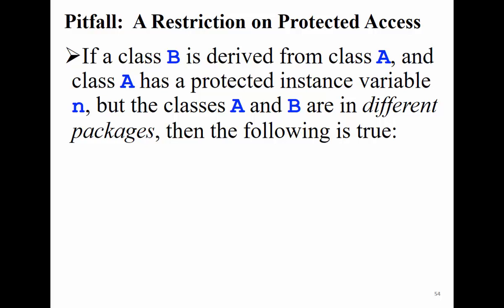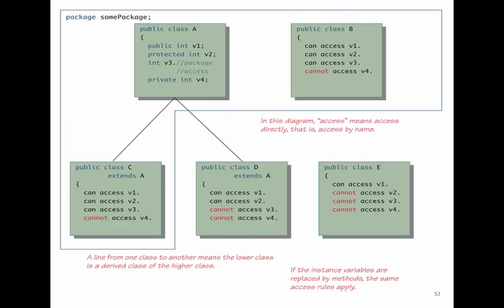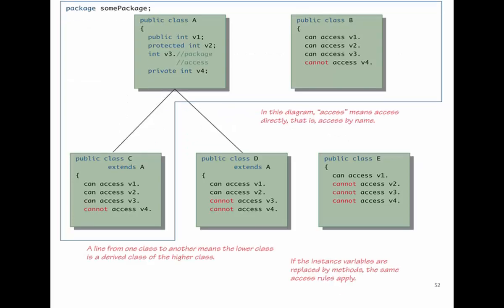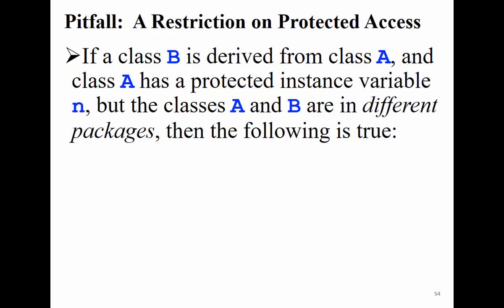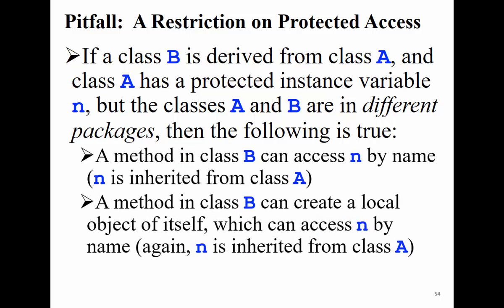This is also another important point we discussed related to that diagram. If you have a class P that derives from class A, and inside class A you have a protected variable N, but classes A and P are in different packages, which is similar to A and D in this diagram, then the method inside class A can access N by name because N is inherited from A, and class P can create a local object of type class P and still access N, because P inherited from A.